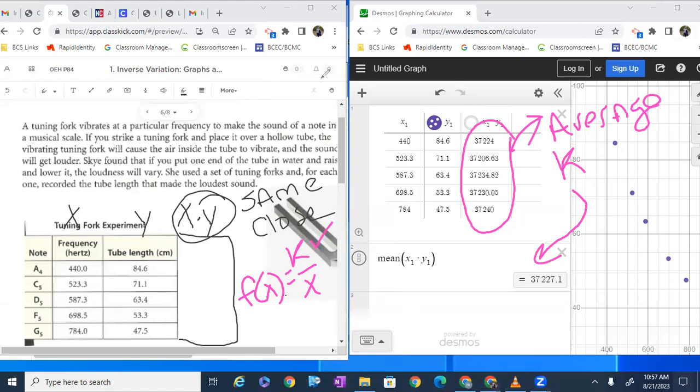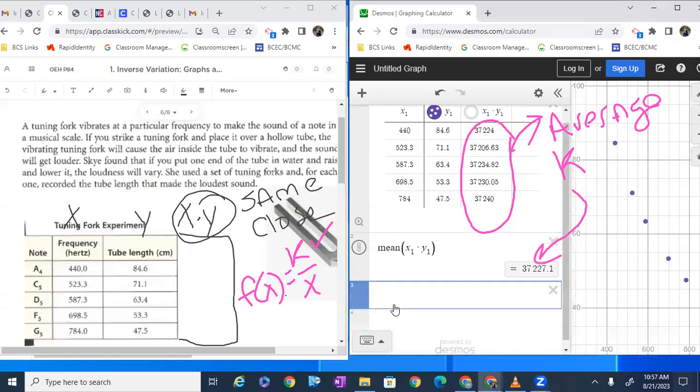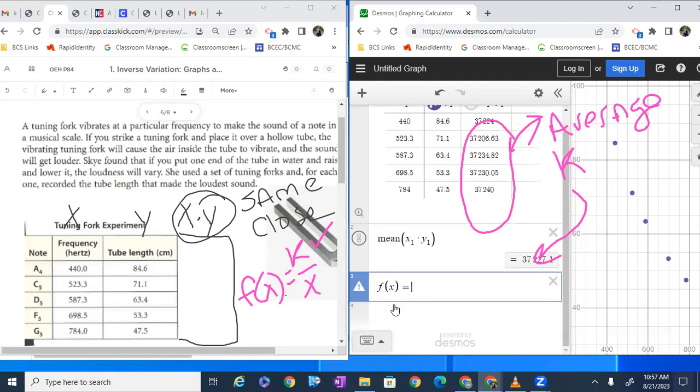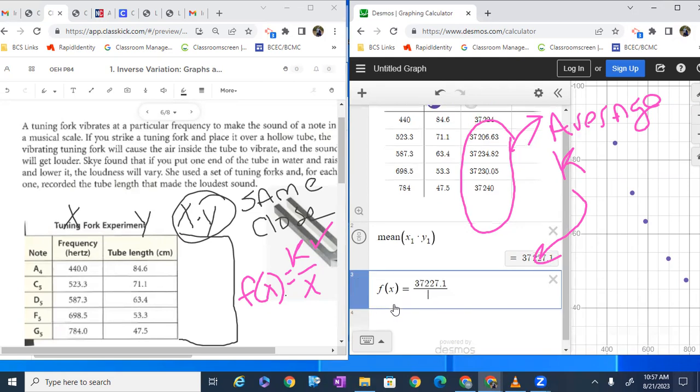I'm going to come over here into the next cell and see if it models our data. F of X equals 37,227.1 divided by X. And if it overlaps our data, we're good. We have our inverse function. Okay, so let's check that out. X, and check it out. It does overlap the data, and so that would verify that this is our inverse variation.